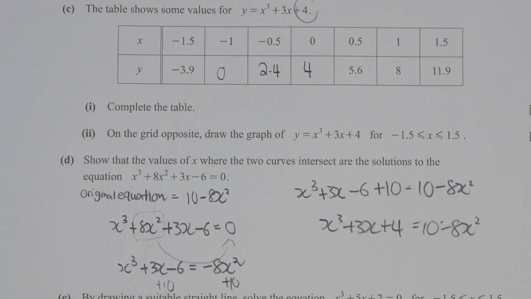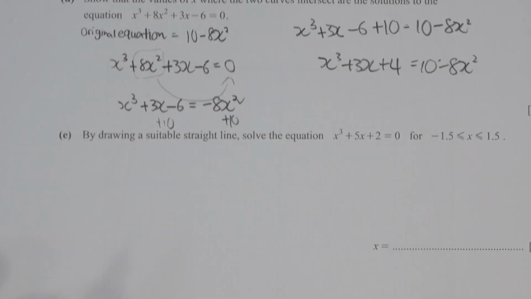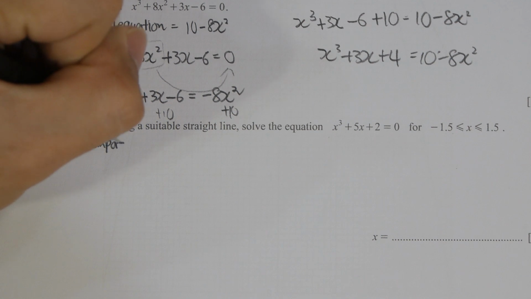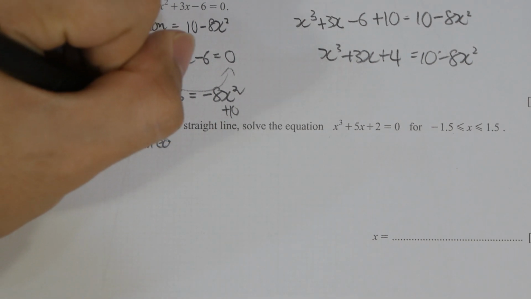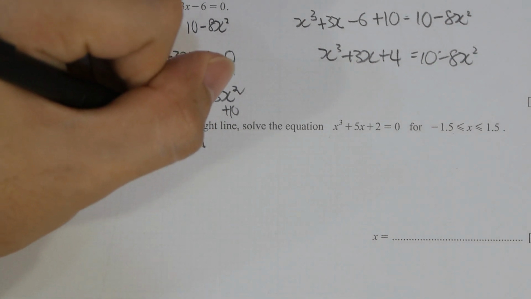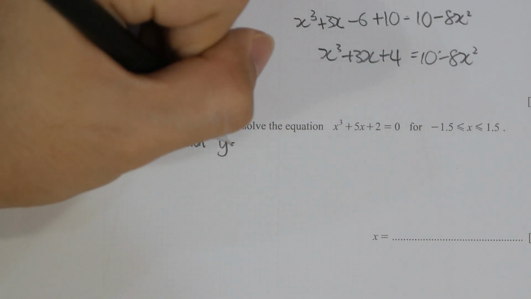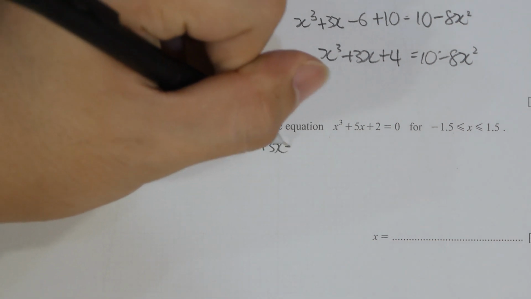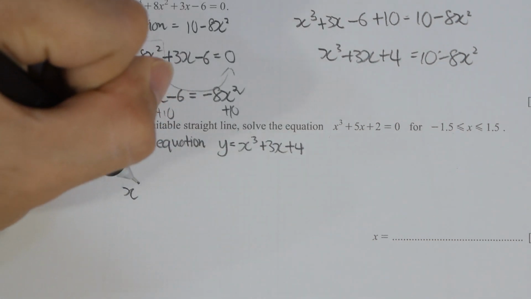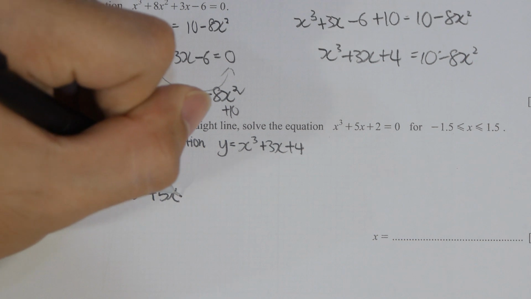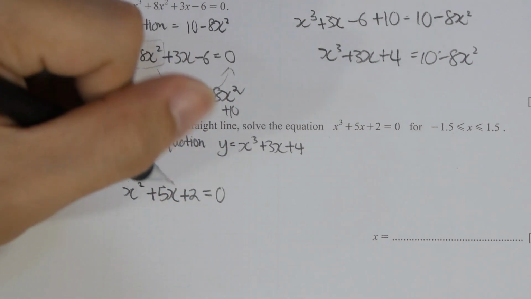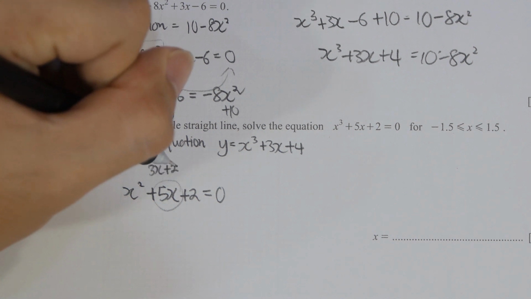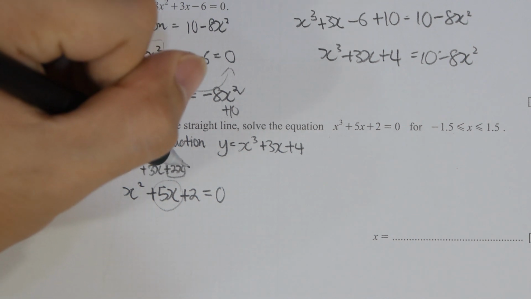And question E. Now they have given you another equation. Since you already noted that 10 minus 8x squared is equivalent to x cubed plus 3x plus 4, now you can use this equation to make adjustments to this x cubed plus 5x plus 2 that was given by the question. So I break down the 5x into 3x plus 2x.